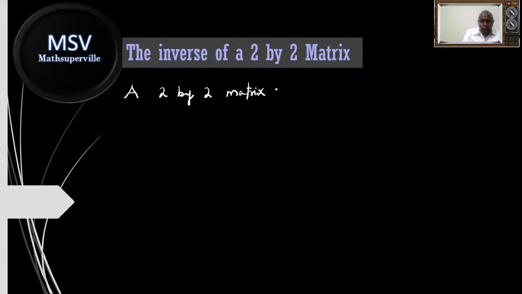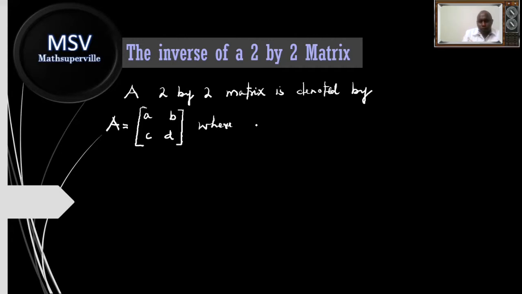A 2 by 2 matrix is denoted by matrix A, which consists of the elements A, B, C, and D. They're all enclosed in opening and closing brackets, where A, B, C, and D are real numbers.